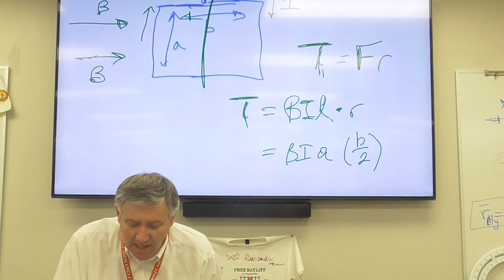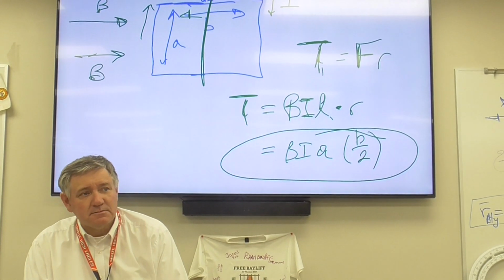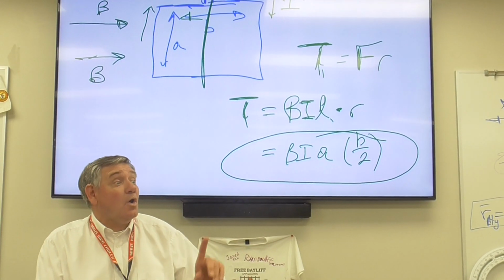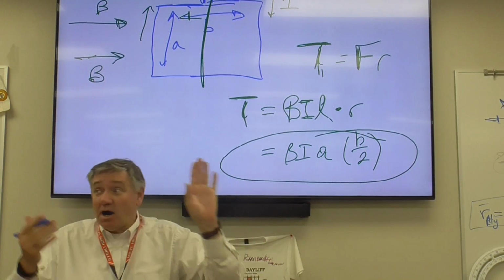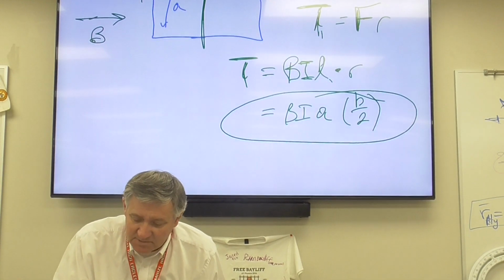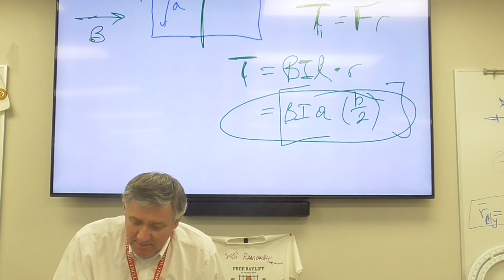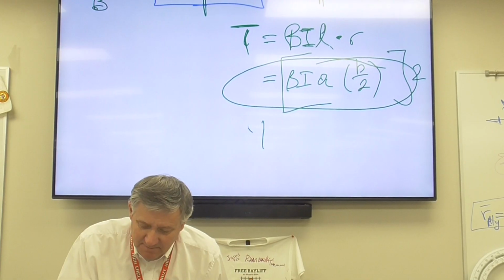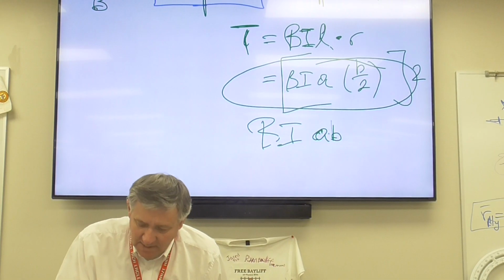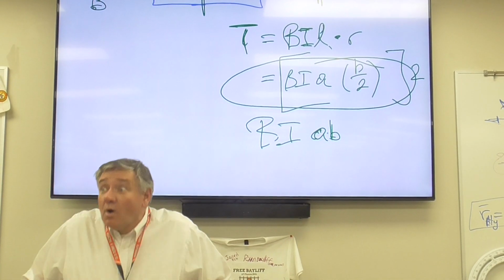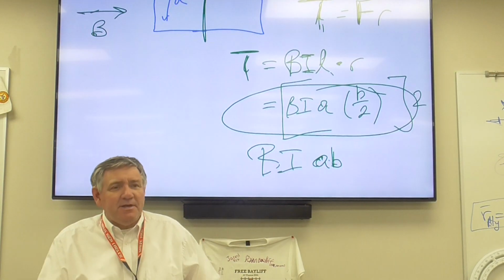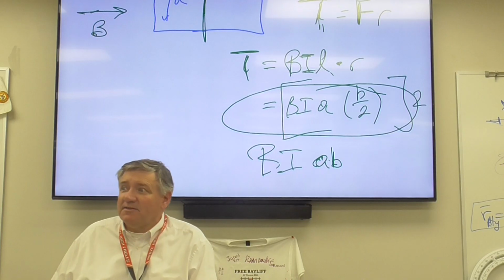Would we need to double this value? Yes, because one side's pushing it, the other side's pulling it out. There are two sides of the square. Because it's being pushed and pulled, we multiply this by 2. So we get B I A B. But when you multiply A by B, what do you get? You get the area.